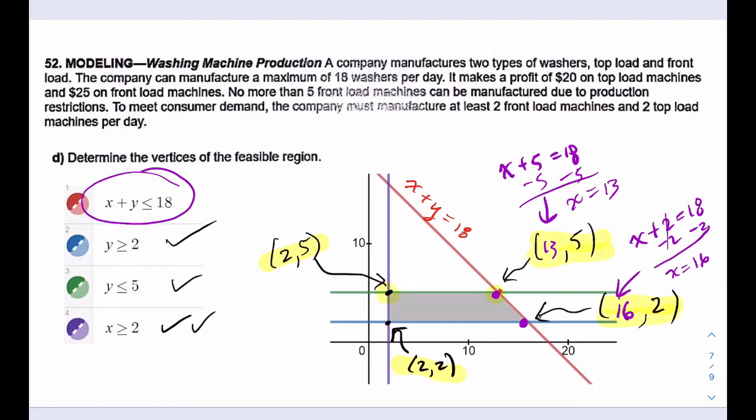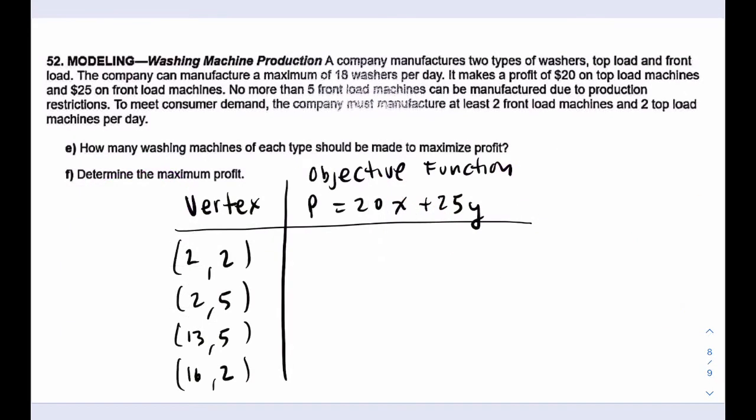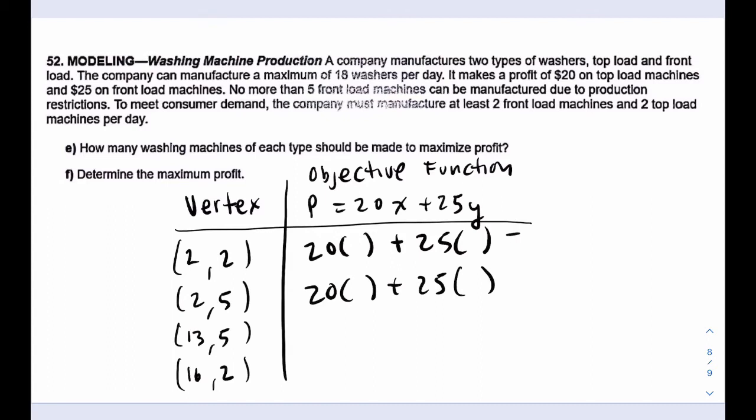Okay, and those represent these vertices. In part E and F, they're connected, so we're going to create a chart. So part E says how many washing machines of each type should be made to maximize profit. So we're going to look at all of the vertices and use the objective function. So I like to go through and write it all first. Right, so it's 20 times the x coordinate plus 25 times the y coordinate. That's going to equal the profit, and we're trying to maximize our profit.